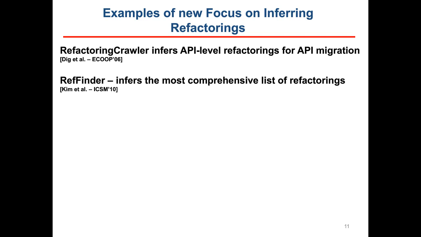Maybe RefFinder is one of the more well-known tools out there. It's from Miryung Kim's group at UCLA, and it's one of the most used tools in research. It infers probably one of the most comprehensive lists of refactorings from Martin Fowler's catalog.